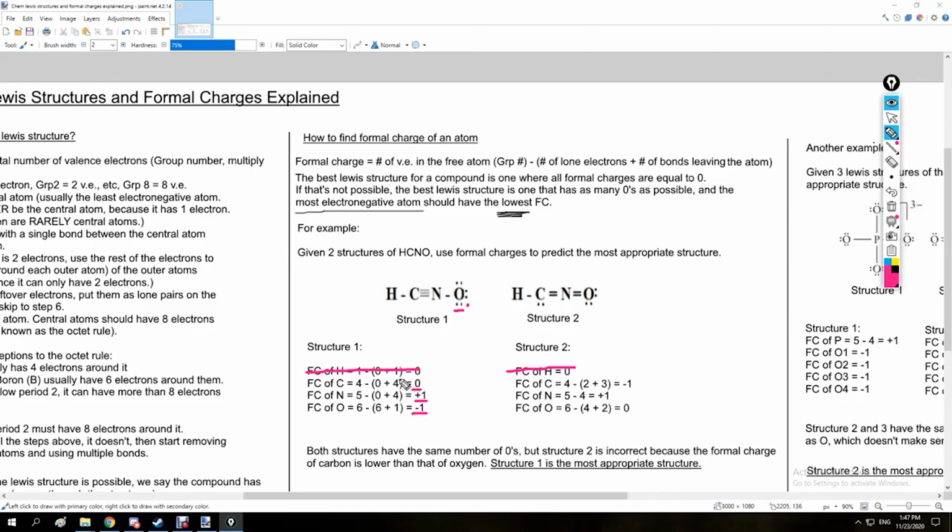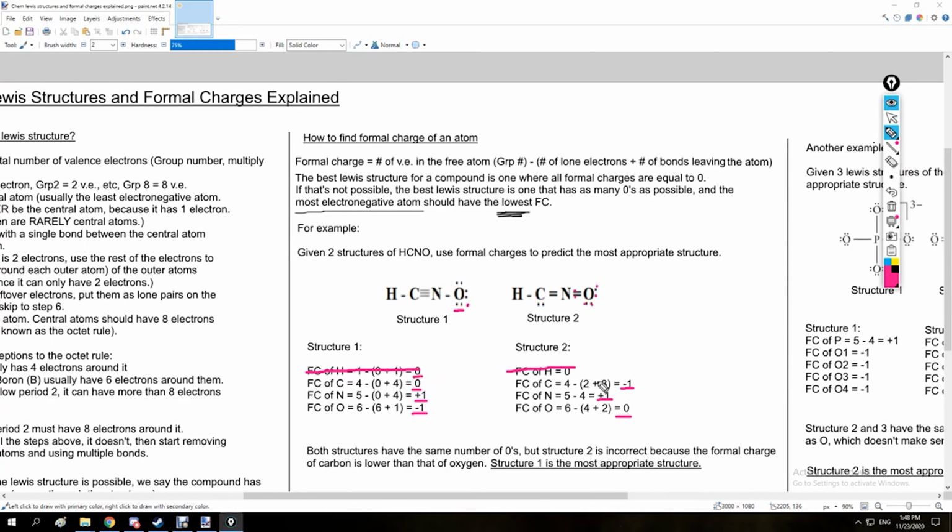The formal charge of hydrogen is the same as structure 1. The formal charge of carbon is going to be 4 minus 1, 2, 3, 4, 5, which is minus 1. The formal charge of nitrogen is going to be 5 minus 4, which is plus 1 again. The formal charge of O is going to be 6 minus 1, 2, 3, 4, 5, 6, which is 0. So we'll take a look at them, and we're going to compare structure 1 and structure 2.